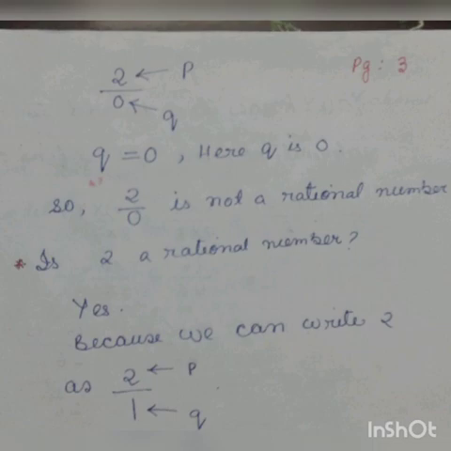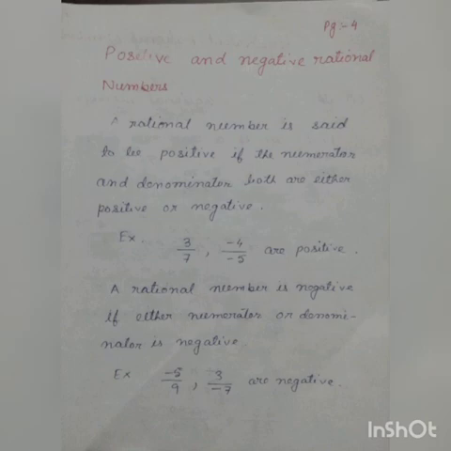Is 2 a rational number? Yes, because we can express a whole number in rational number form also. 2 can be expressed as 2 by 1. 1 is the denominator, so it is not equal to 0. That is why 2 is also a rational number. Now we will discuss different properties of rational numbers.